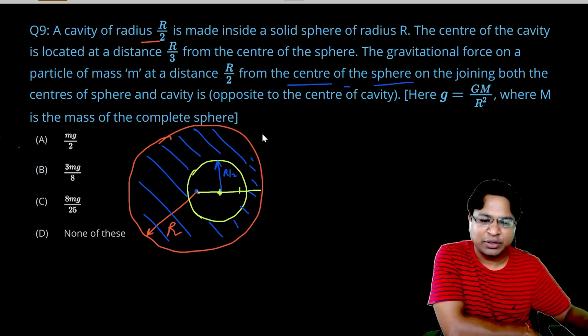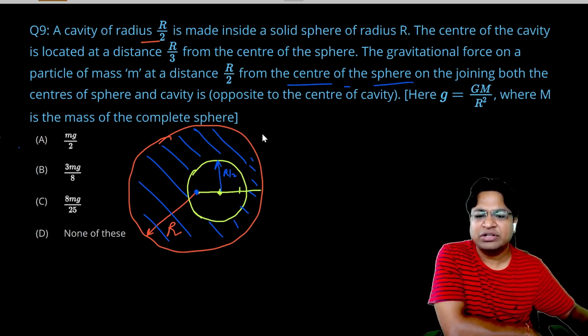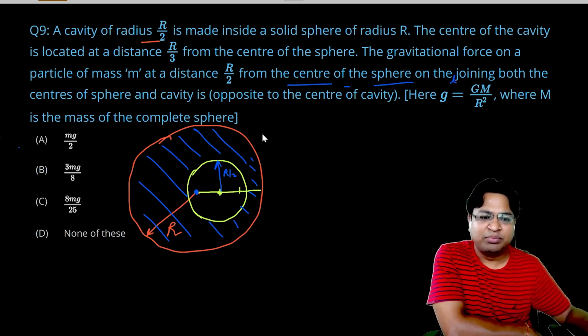So the center of the sphere is this point. From this point, at a distance r by 2 on the line joining both the center of the sphere and the cavity, so on this straight line, opposite to the center of the cavity, so here, this distance is r by 2.